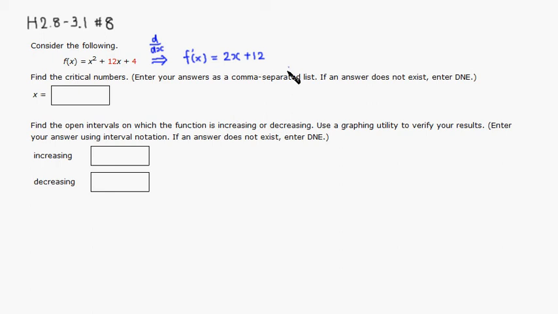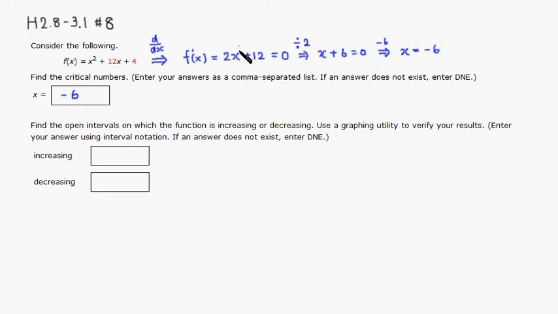So for critical numbers, we set the derivative equal to 0. This implies, I'm going to just divide through by 2, so you get x plus 6 equals 0. Then we can just subtract the 6 from both sides, so you have x equals negative 6. So there's one critical number, which is negative 6.